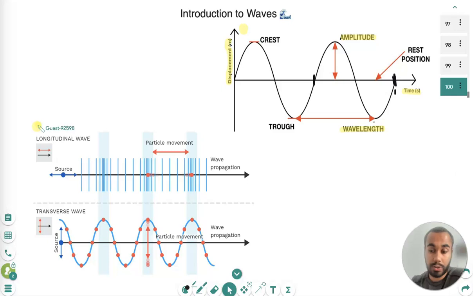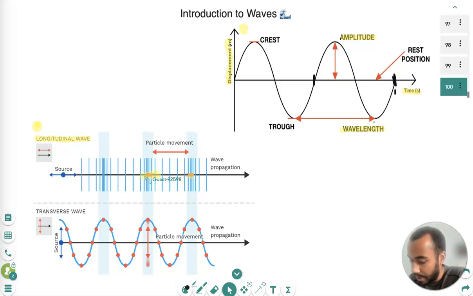In a longitudinal wave, the motion is parallel to propagation. In a transverse wave, which is the second type, it's perpendicular. So if we look at the longitudinal wave to start with, we can see our red particle here. We see as the wave moves, the particle moves back and forth, and once the whole wave has passed, it will settle back at its initial point. So the motion is parallel.